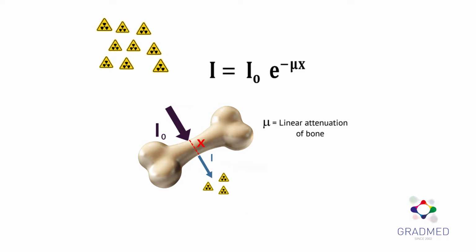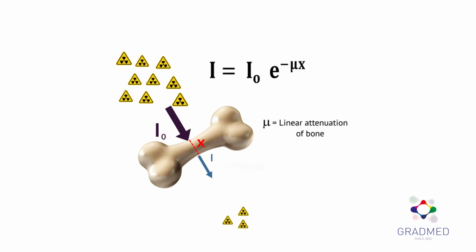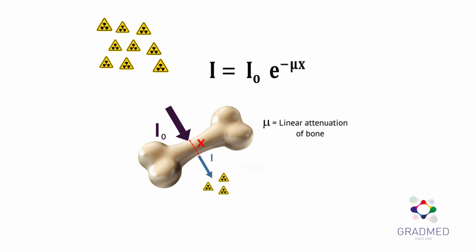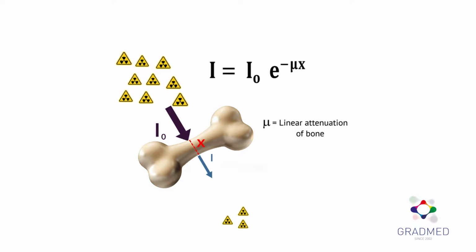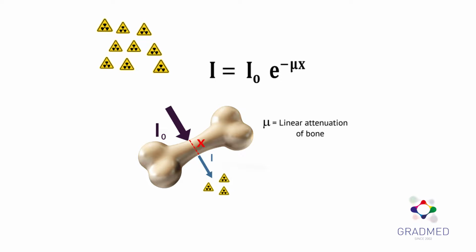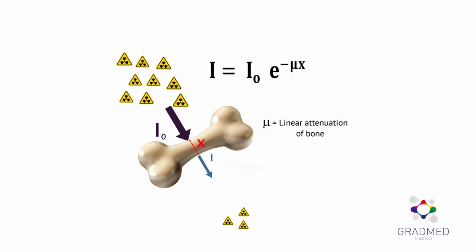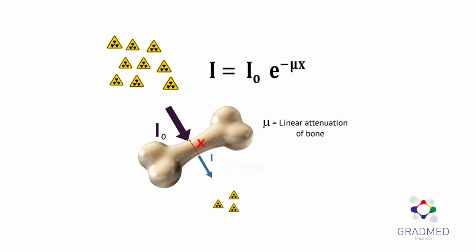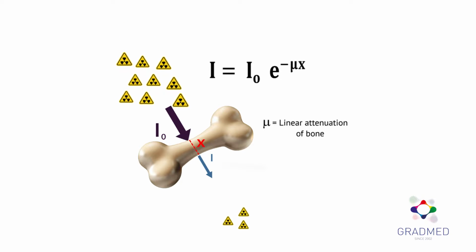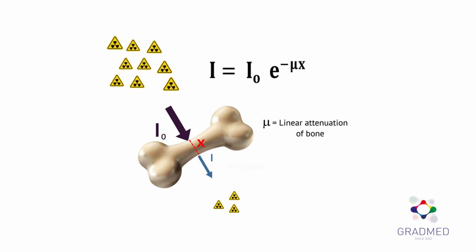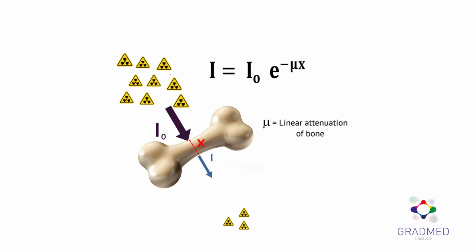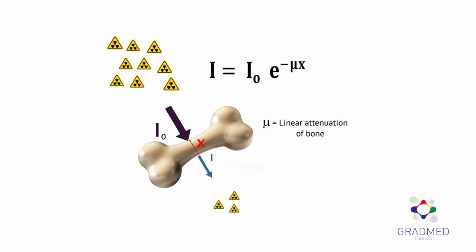Now, if this equation fills you with dread, don't worry. The key is to see that as the thickness of the material x increases, then I will become smaller. In other words, less X-rays get through a thicker bone. And also, the larger the value of the linear attenuation coefficient mu, then the less X-rays will penetrate the material.